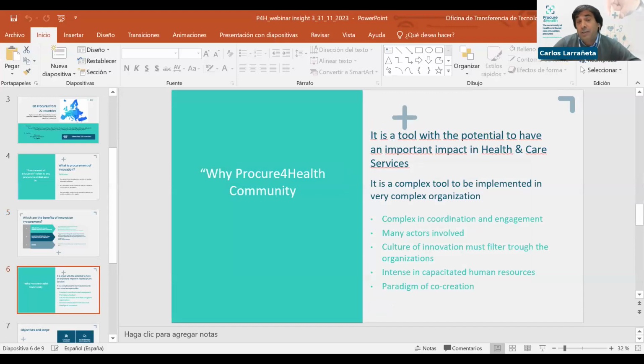So, but what's the deal here? What's the issue? What are the barriers we have to overcome? As I said, it is a tool with the potential to have an important impact, but it is a complex tool that we want to implement in very complex organizations. It is not complex conceptually. I just explained the basis of it. It's not complex technically. We don't need any fancy equipment or software. It's very complex in terms of engagement and coordination, because along the procurement of innovation journey, there are many actors that have to be involved in order for this to really be successful.